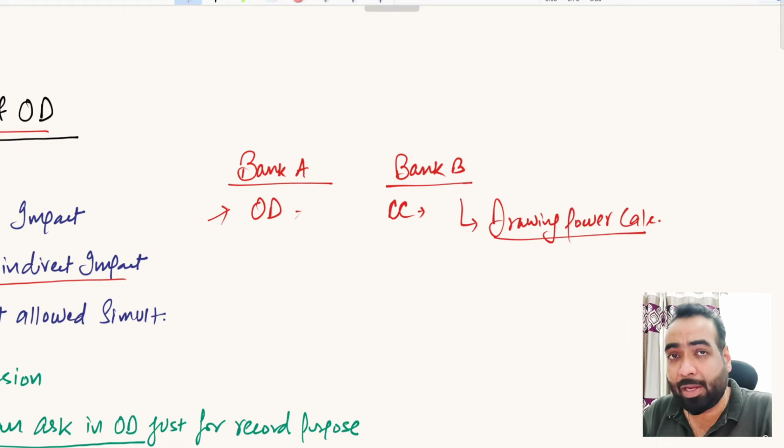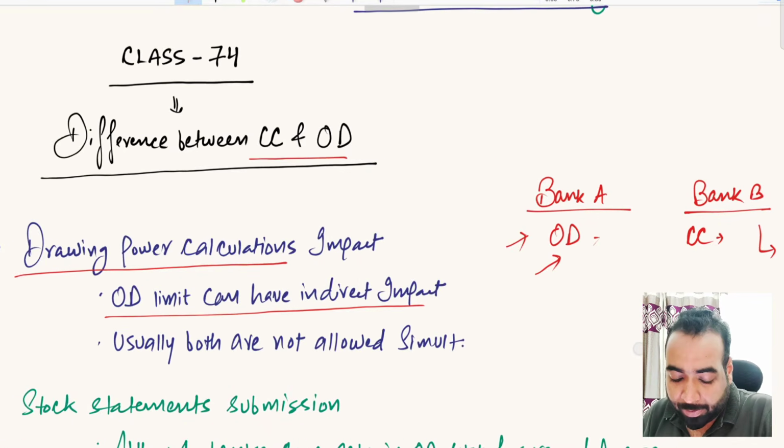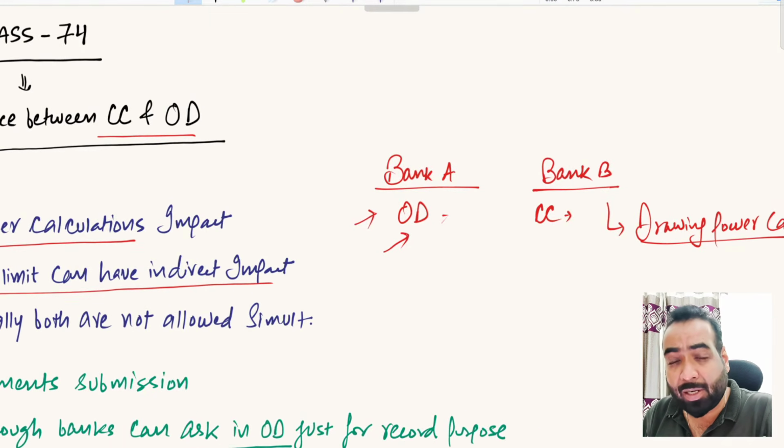Bank A will not do any drawing power calculations, but when bank B does the drawing power calculations, it will deduct the utilization of overdraft limit while arriving at the DP. So overdraft limit will impact the drawing power indirectly here, right? If you are availing only a standalone overdraft limit, then the drawing power calculations will not be applicable on your business. It doesn't happen generally in banking that bank A will allow both OD and CC limits to you.